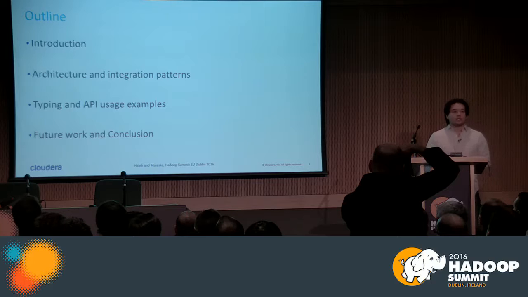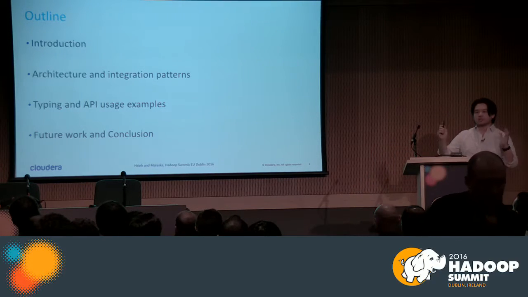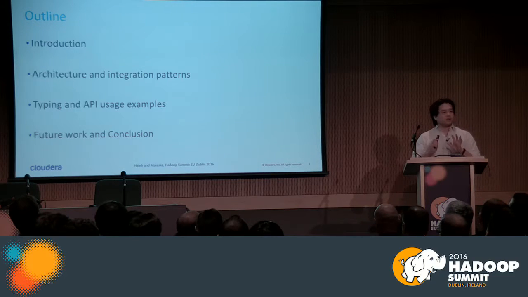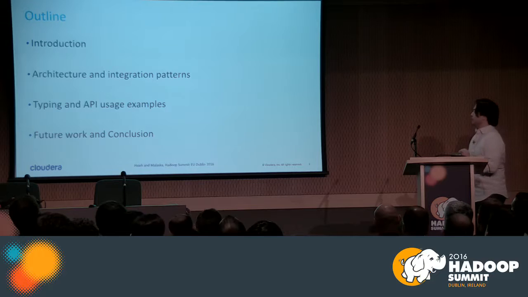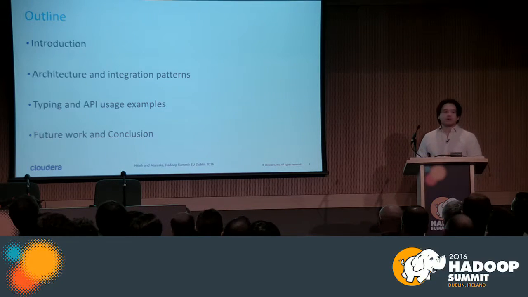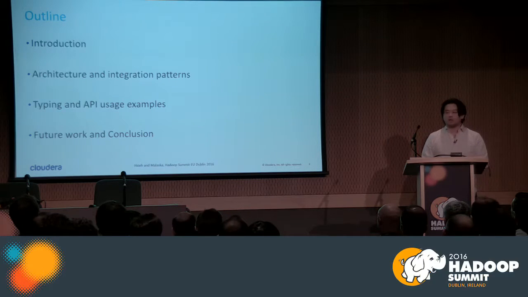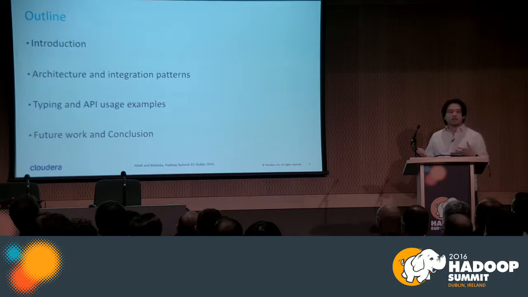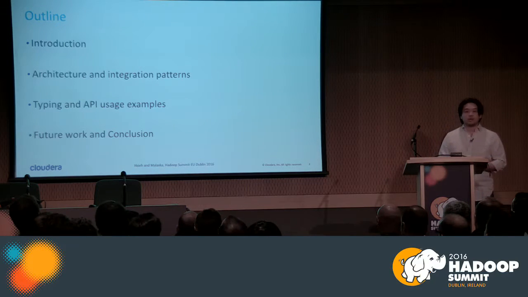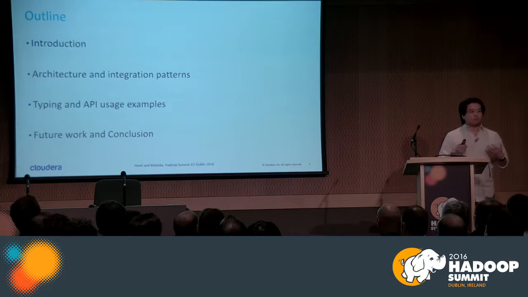So, what is on the agenda? What are we going to talk about? First, we'll introduce the two systems. It looks like most of you are familiar with what they are, but we'll give you a quick primer if you're less familiar with them. We'll talk about the architecture and integration patterns that this library and these two systems have, and what we enable. Then Ted will talk about the typing and do some examples of using this API that we've added to the systems. And then we'll conclude with some future work, where we are today, and the next steps.